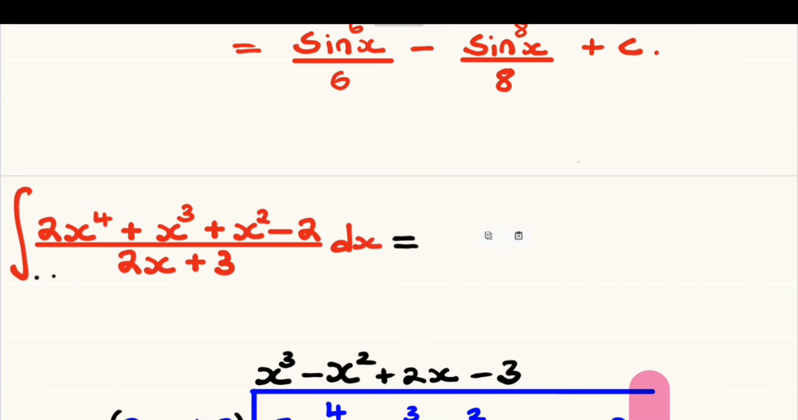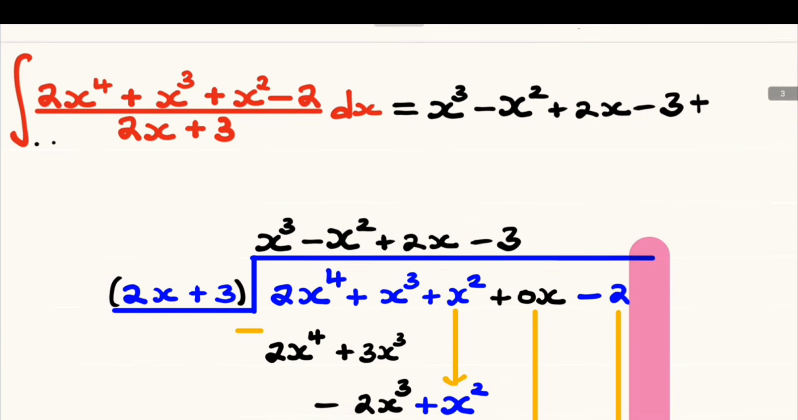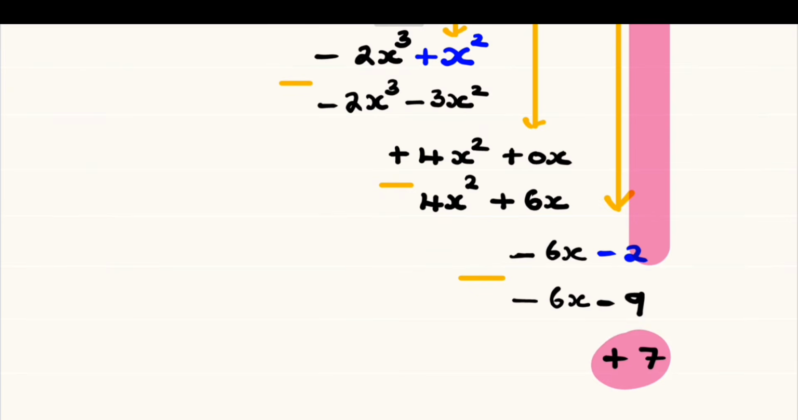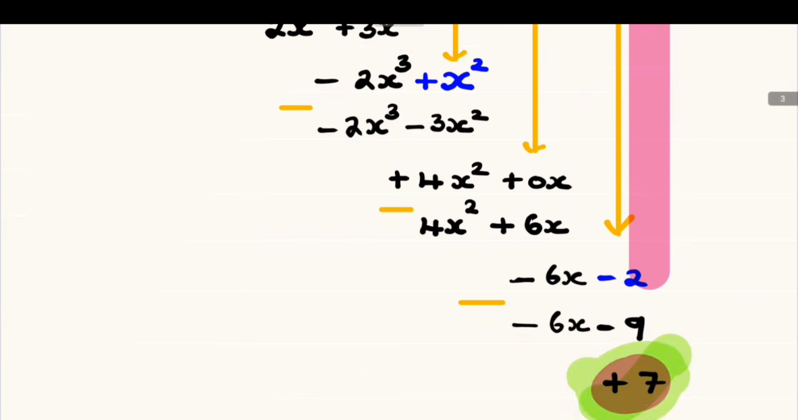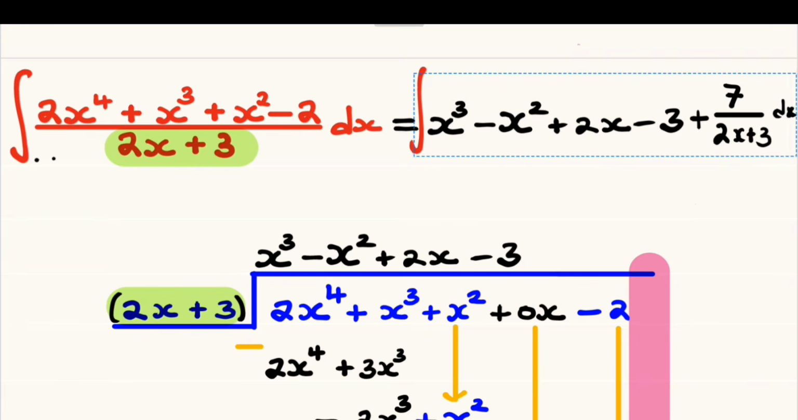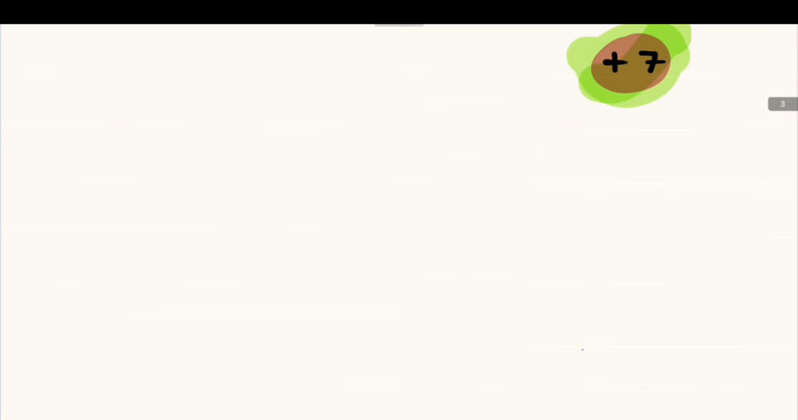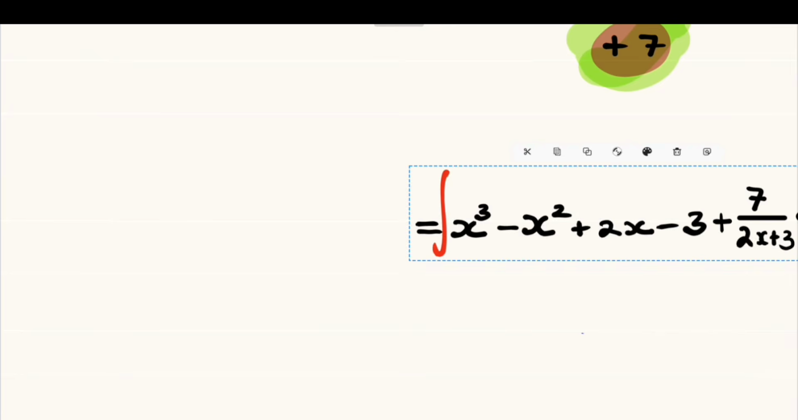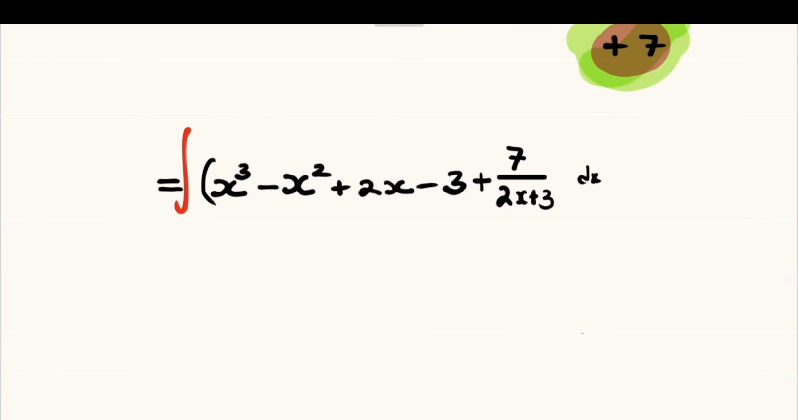So let me paste it here. We have this as our answer, but it also has to include the remainder, which was 7. This remainder of 7, we divide it by the denominator, the 2x plus 3. So we have the 7 divided by the 2x plus 3 dx. So the left hand side is equal to the right hand side, but it will be much simpler for us to integrate the right hand side since we performed the long division.